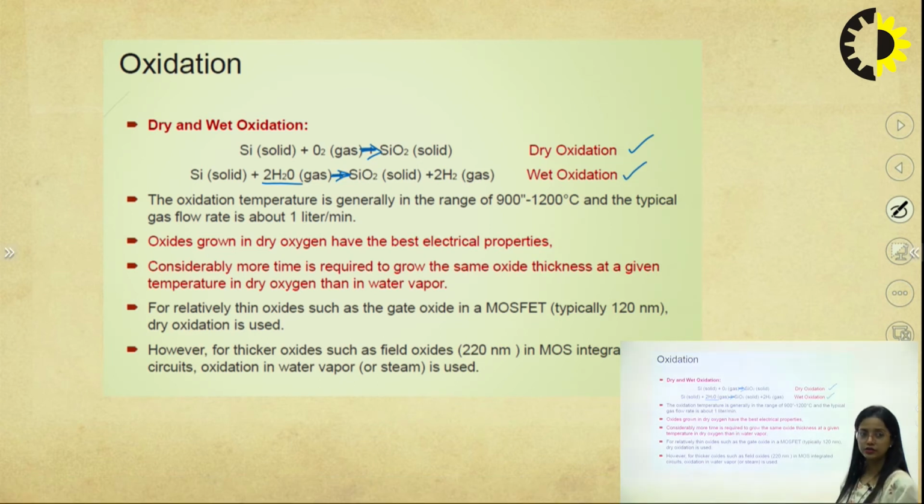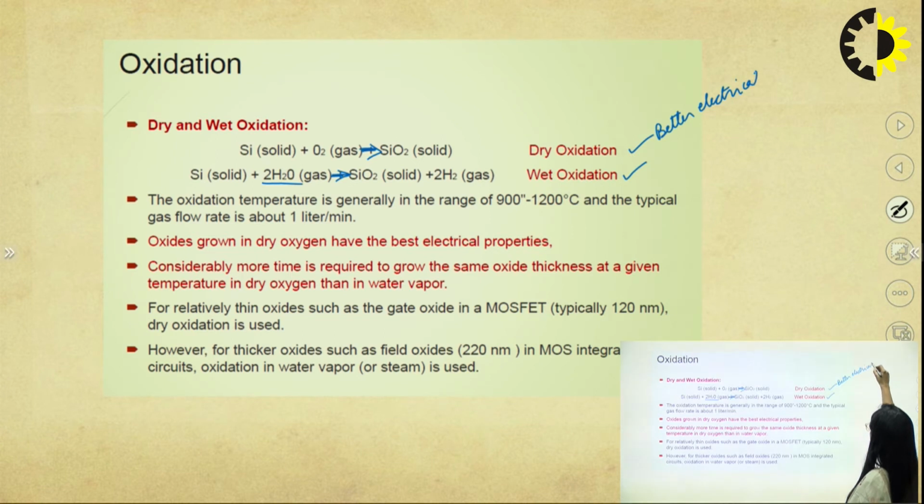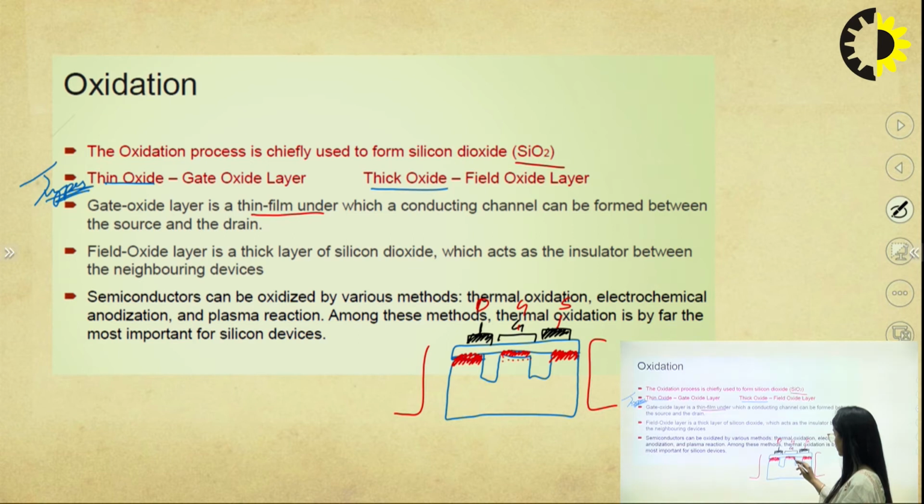Now from dry oxidation, we have certain properties which the wet oxidation will not be able to deliver. Those are, one is better electrical properties, better electrical properties. So this is why we are using it in the gate region. If we can see that here is the dry oxidation which we are using. So here we are using dry oxidation.